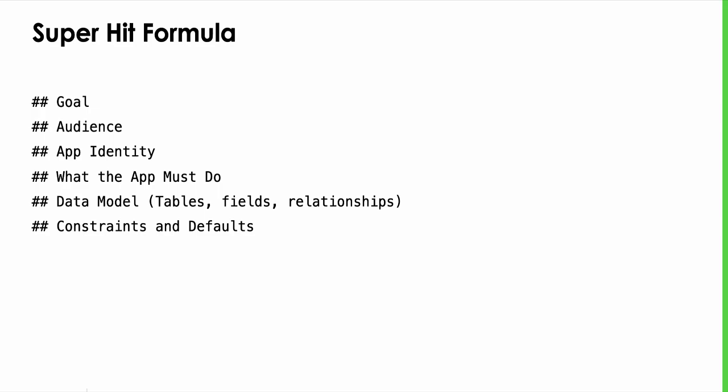Second thing, I picked this up from a blog written by Earl: if you are writing a prompt, make sure it has a goal, audience, app identity, what the app must do, data model, and the constraints. In this live demo, we will see two different kinds of prompts: one is a full-fledged prompt and the second is just a two-liner, and see how the system builds that application for me.